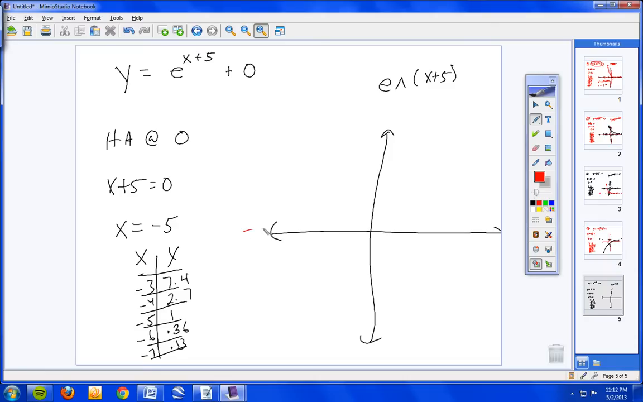Okay, we have a horizontal asymptote at 0, so there's my horizontal asymptote going through 0, more or less. And then negative 3 is at 7.4. Negative 4 would be at 2.7. Negative 5 is at 1. Negative 6 is like 0.3, and you can see the graph getting closer and closer to the asymptote.